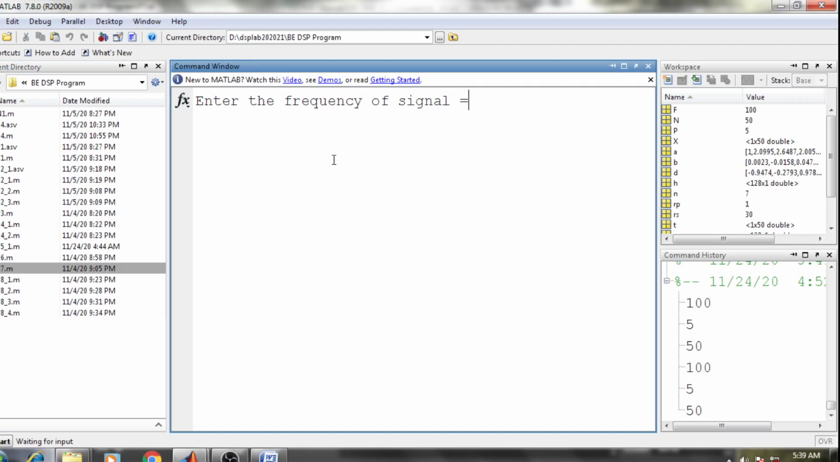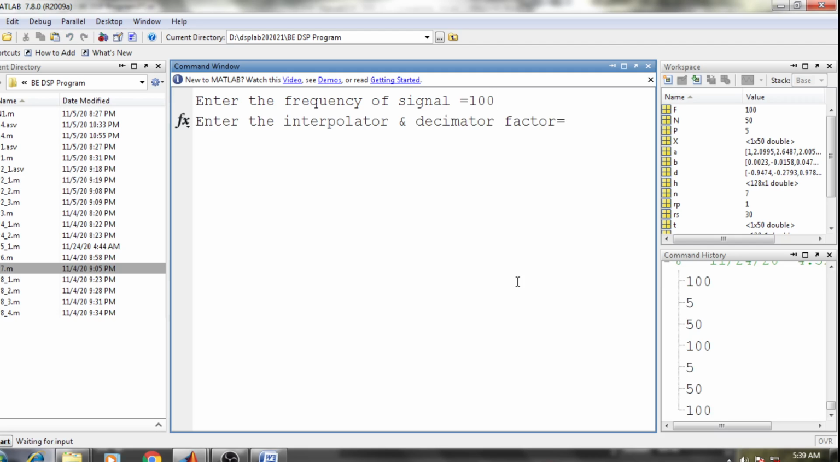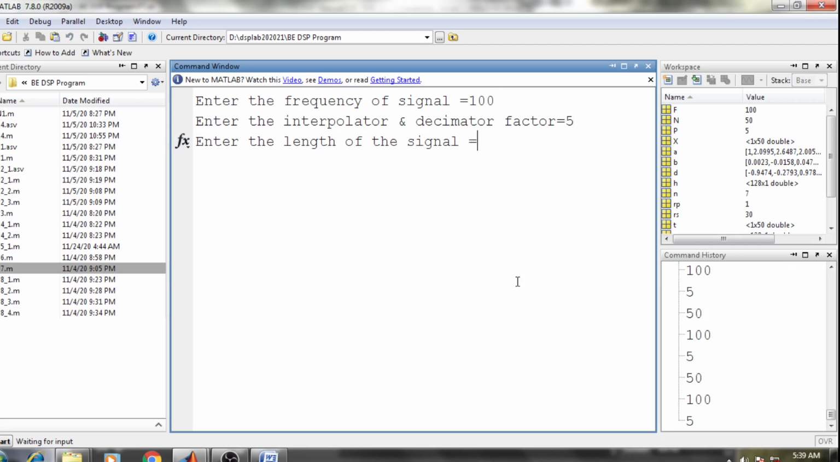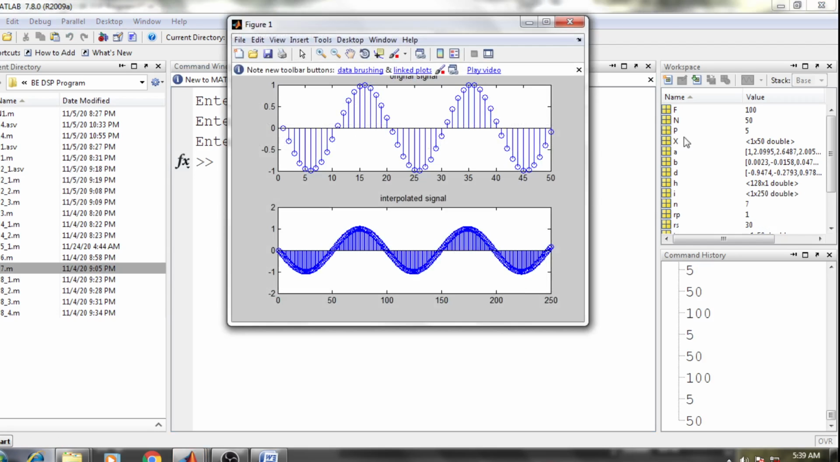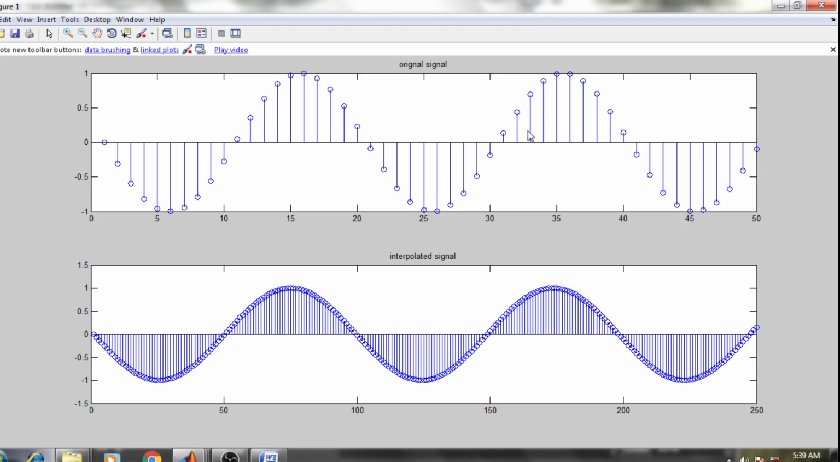Whenever you run it, it demands the frequency of the signal. Last time also we put 100 as the frequency of the signal. Then the interpolation factor is about 5, and for the length of the signal we decide 50. So I just enter those values and you will get a beautiful graph.